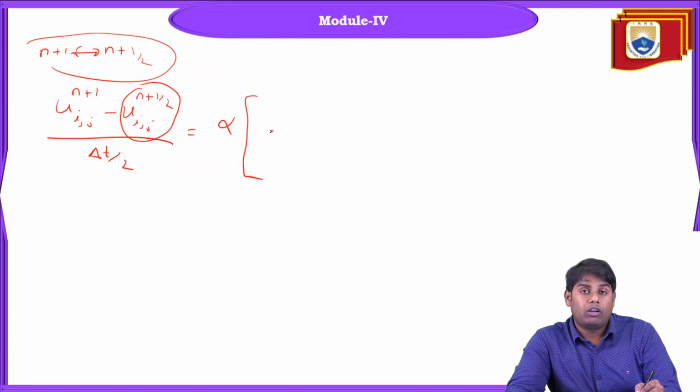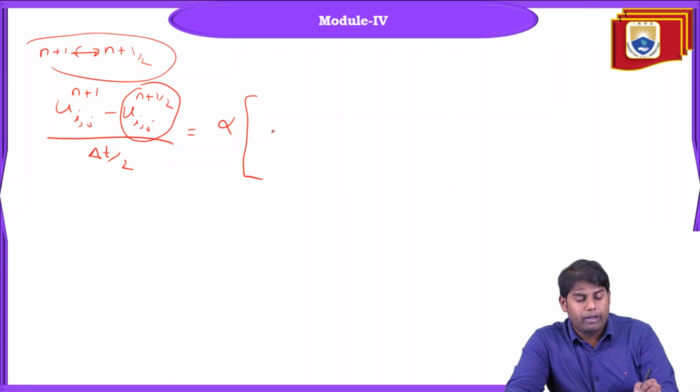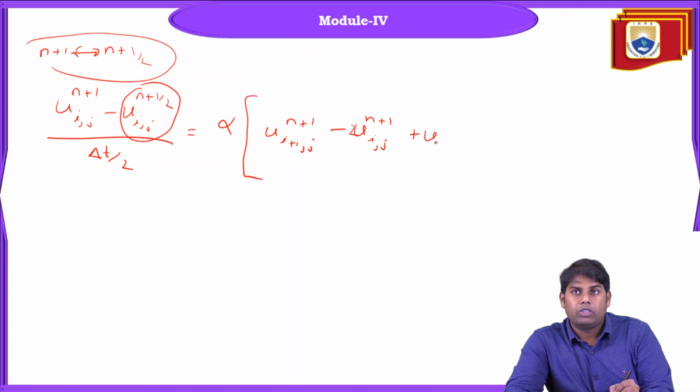Now here, what happens? The x will be the character, so this will go to implicit: u of i plus 1 comma j to the power of n plus 1 minus 2u of i comma j to the power of n plus 1 plus u of i minus 1 comma j to the power of n plus 1, divided by delta x square.